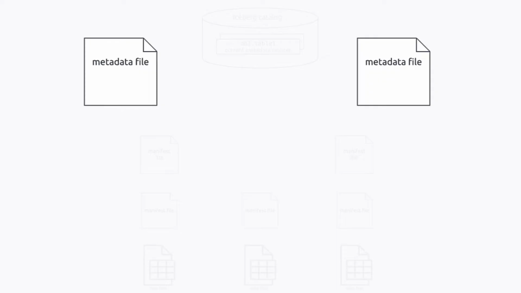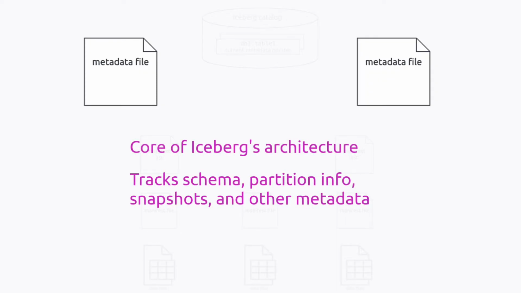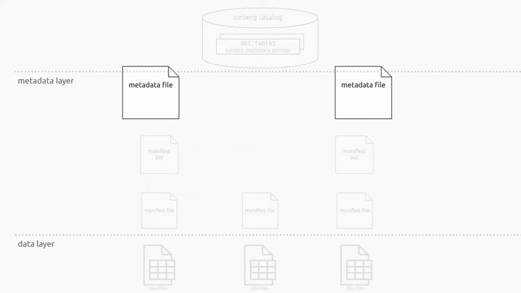The metadata file is the core of Iceberg's architecture. It tracks table schema, partition information, snapshots, and other metadata information. Each time the table is modified, a new metadata file is created, ensuring that changes are atomic and easily reversible.